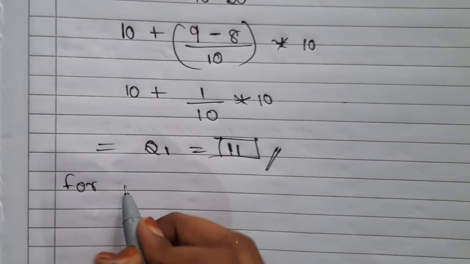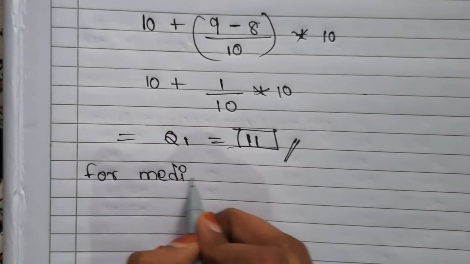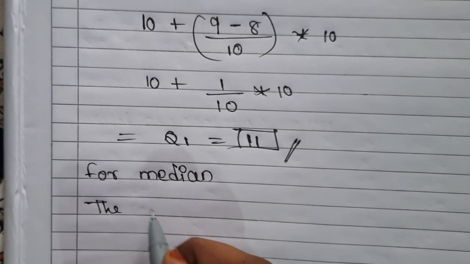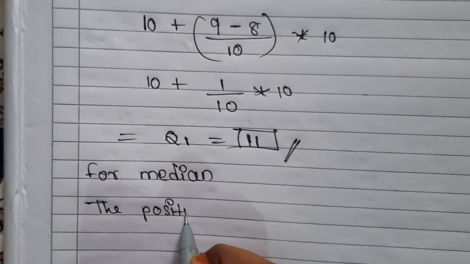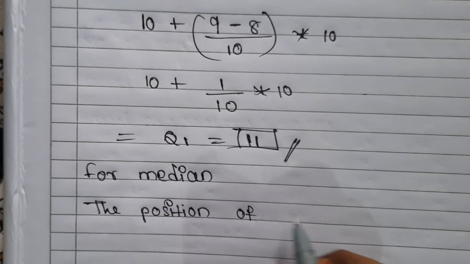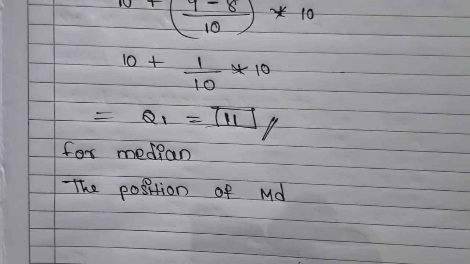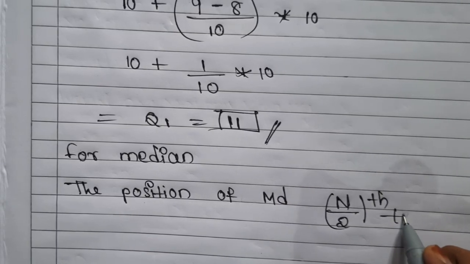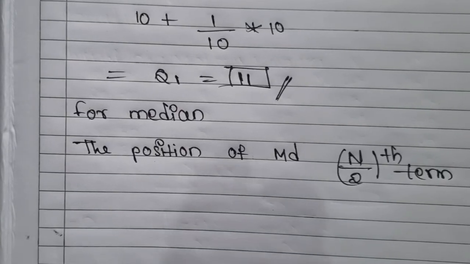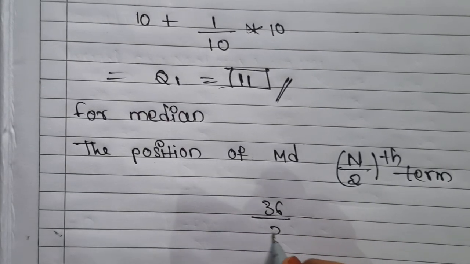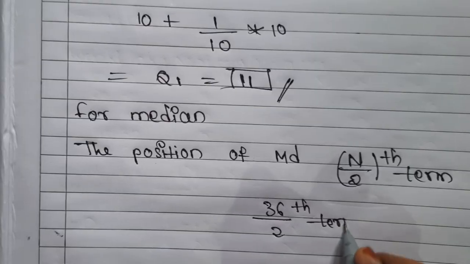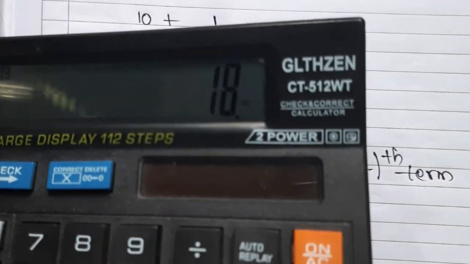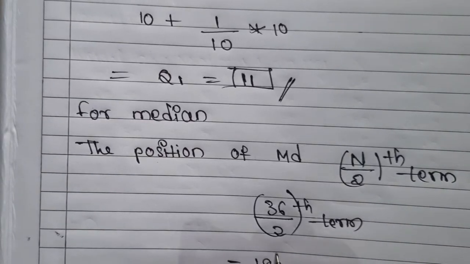For median, same, you have to write the position of MD, median. What is the formula? N by 2th term. This is the formula. Okay, now N by 2 we are going to find. N, how much it is? N is 36 by 2th term. Do the calculation. 36 divided by 2, it is 18. So here we are having the 18th term.